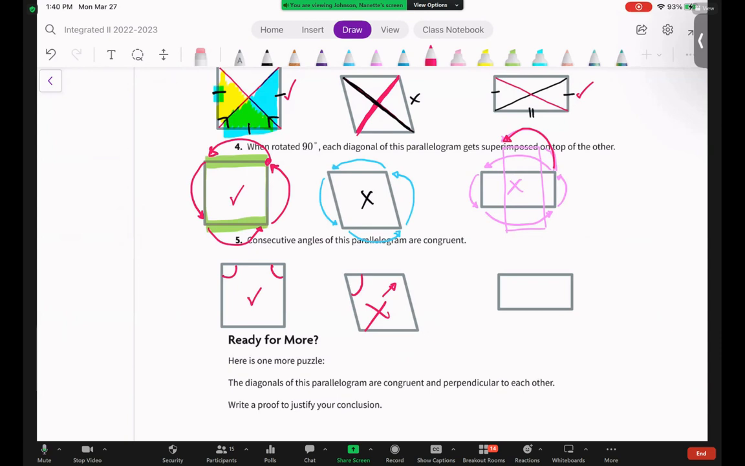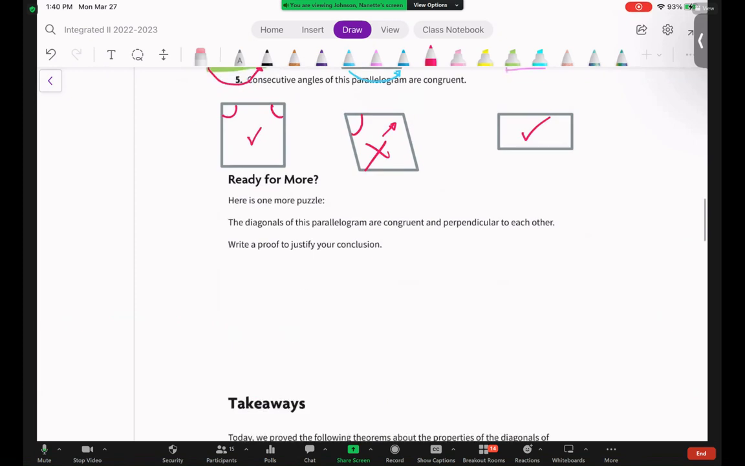What about this one? Rectangle, yes or no? Yeah, rectangle is a yes, again because all angles are congruent. Okay, we are going to finish off by going over our takeaways, and then I'm going to let you work on some homework, and then that's it.